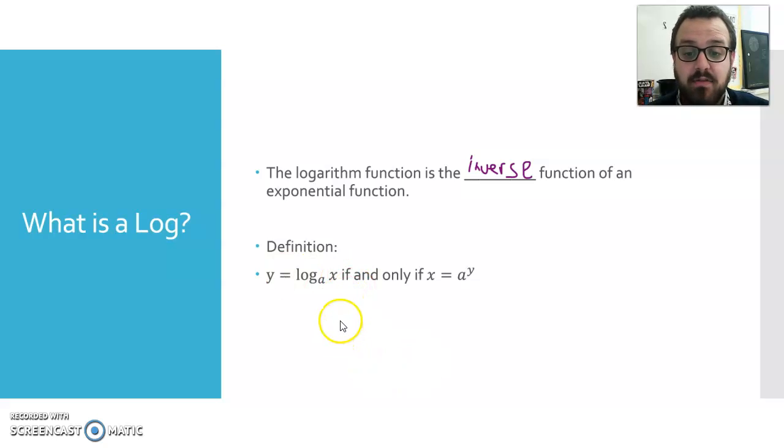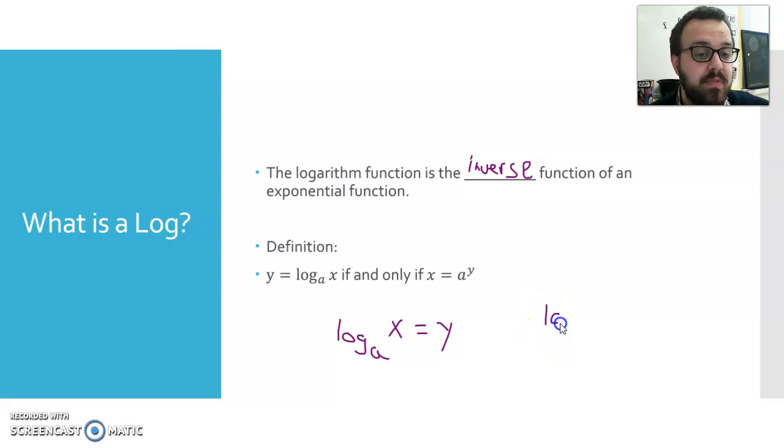Basically, when I have the log with a base of some number, what I'm asking myself is, hey, a to what exponent would give me the inside? A to what power gives me x? So that's where we're getting the y from, and that's where this is coming from over here. A to what power gives me that inside?